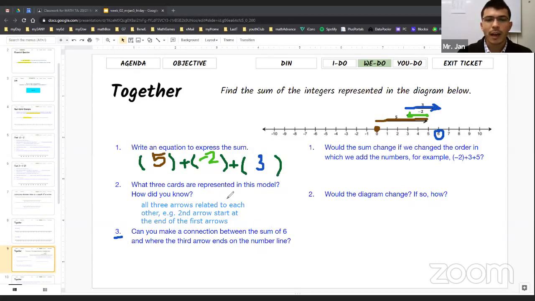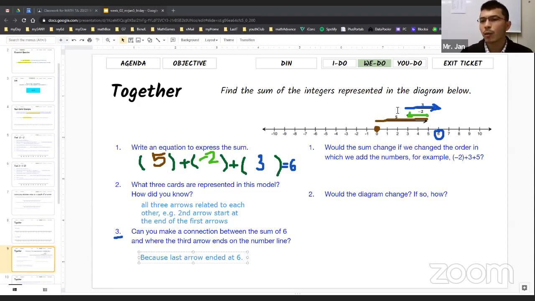So the question is, I know if you go in a mathematical way, 5 plus -2 is 3, as you said, and 3 plus 3 is 6. Yes, it is 6. But the question is how the result of 6 and the result of this model are connected to each other. So what might be the answer for this one? Because the last arrow ends where? At 6. So this is how they are related, okay?